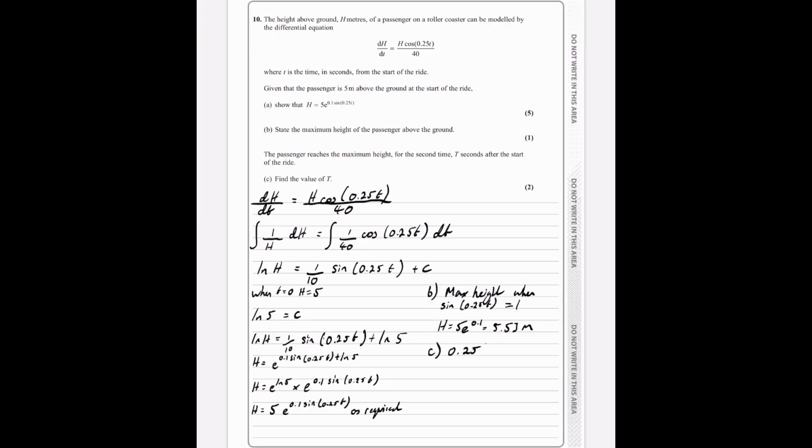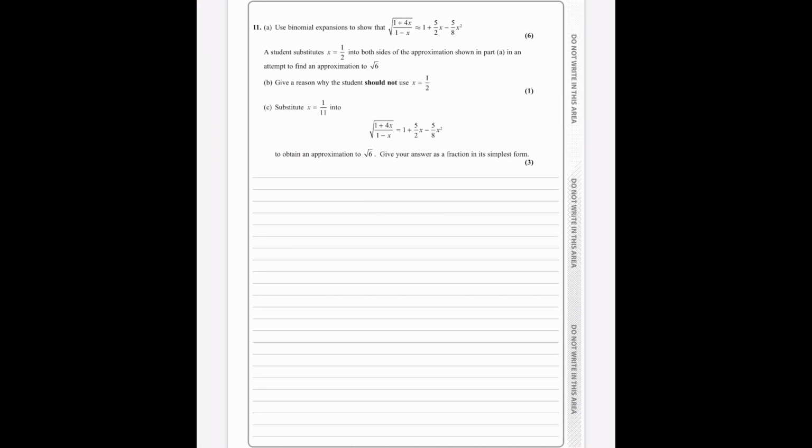And then for C, well, the next time that's going to happen is at 5 over 2 pi, following the sinusoidal pattern. And so if we solve 0.25t equals 5 over 2 pi, we get t to be 31.4 seconds.